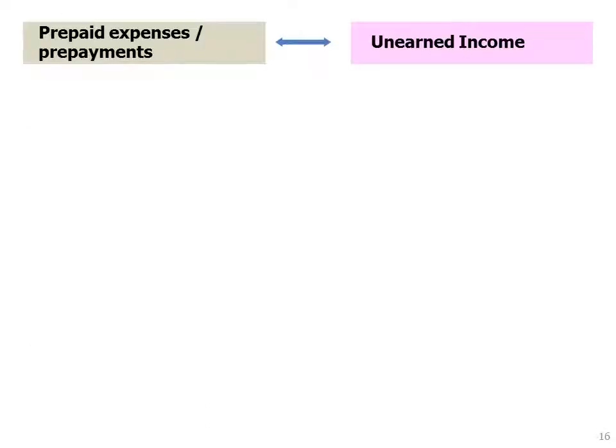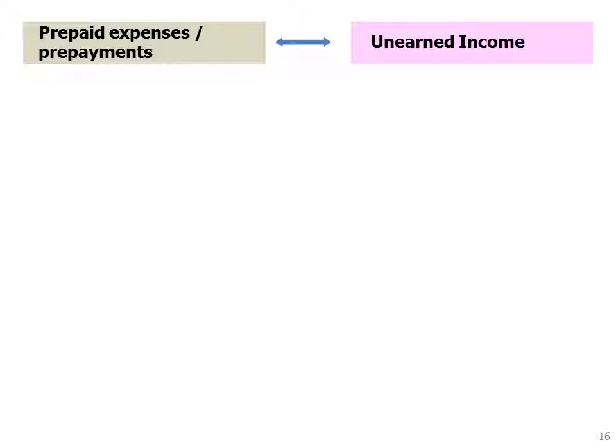Prepaid expenses or prepayments and deferred or unearned income are opposite sides of the same business transaction. Payment made in advance by a customer to a supplier for services to be delivered at a future time. Paying suppliers for their services or products in advance creates a liability as unearned or deferred income at the supplier and is recorded as an asset by the customer.